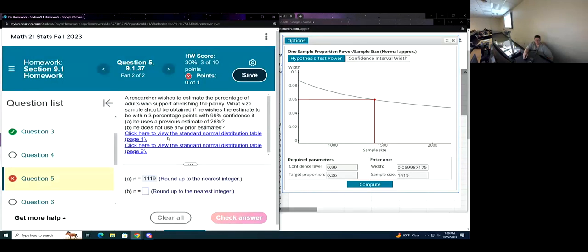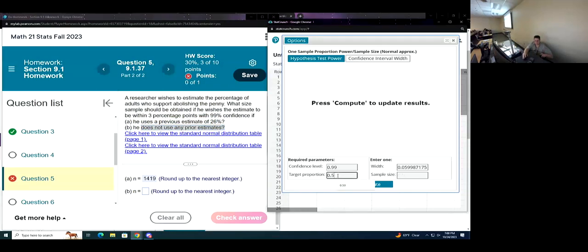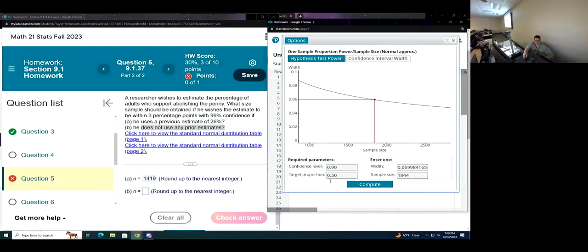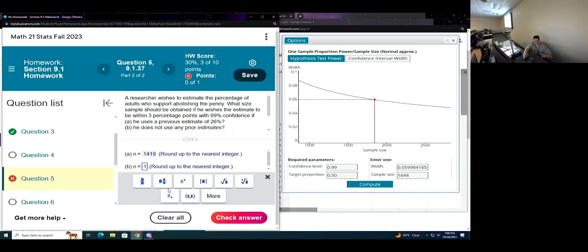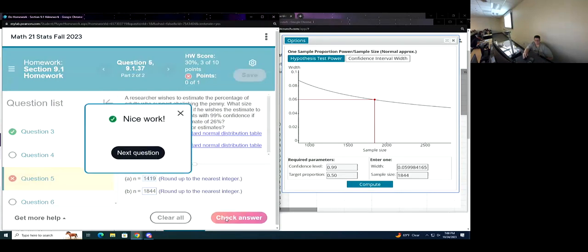Then we do part B, no prior estimates. I wish they retold you it here. All it says is n equals. You have to come up here and read this again. No prior estimates means we change this target proportion to 50. And notice how the width has changed a little bit. It's not 0.06 anymore. Change it back to 0.06. And now they give me a sample size of 1844. And that's it.